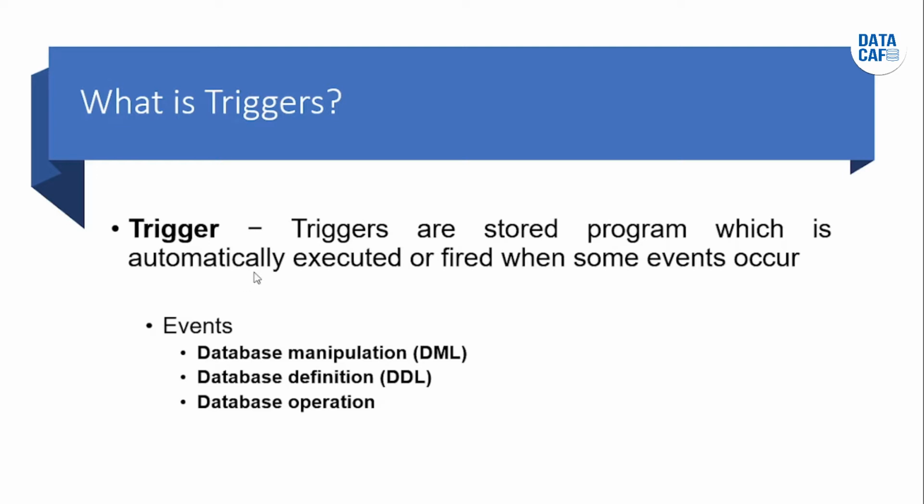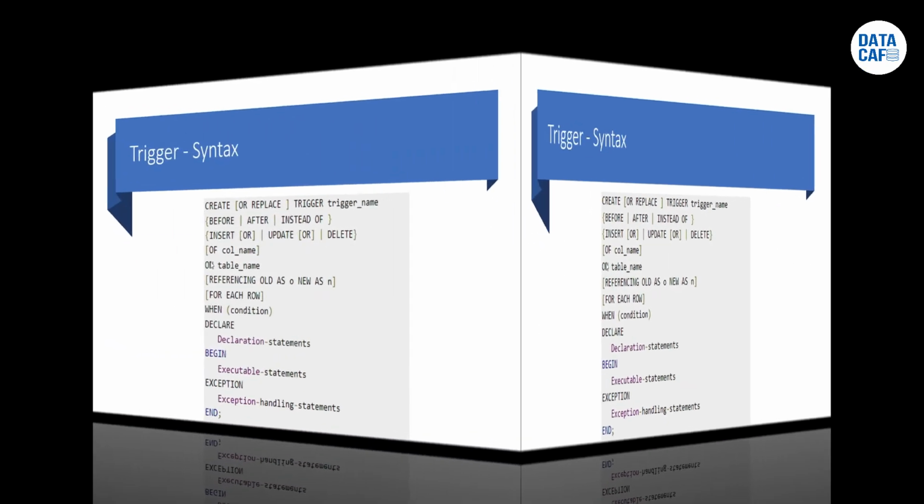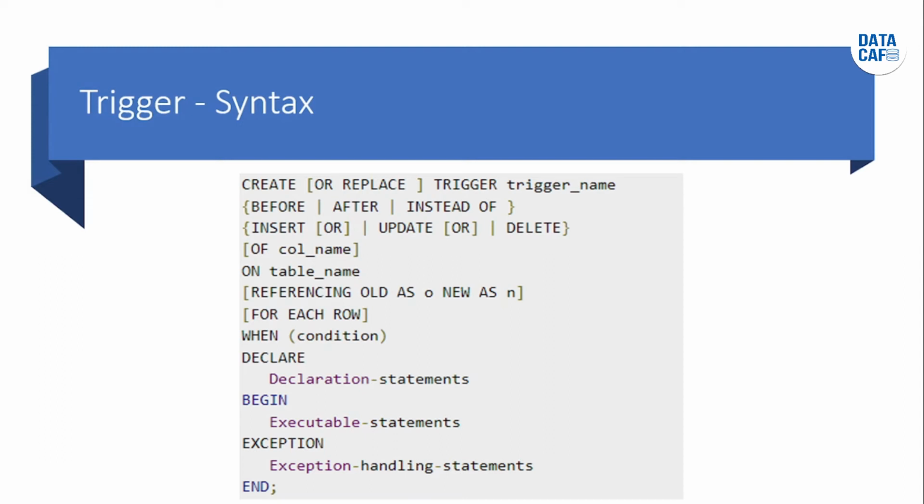Then we will see the basic syntax of the triggers. I will explain one by one. CREATE OR REPLACE TRIGGER trigger name: this creates or replaces an existing trigger with the trigger name. Then BEFORE, AFTER, INSTEAD OF: this specifies when the trigger will be executed. The INSTEAD OF clause is used for creating triggers on a view. If you want to integrate with views, you have to use the INSTEAD OF clause.